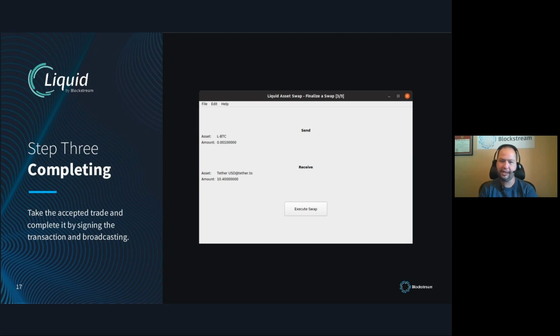All right, the last thing in here is to finalize the swap. So we go back to the original person who created the proposal, and now they basically need to sign that swap. So they can see, just verify it is what they expected it to be. They click Execute Swap, and it gets broadcast immediately to the blockchain. And within 2 minutes, you have settlement of the swap.